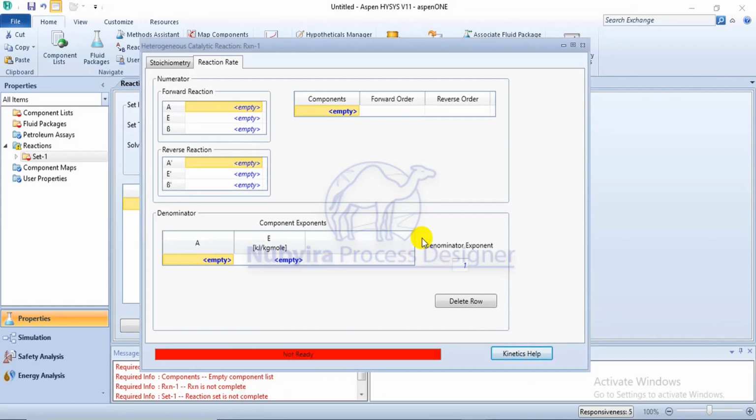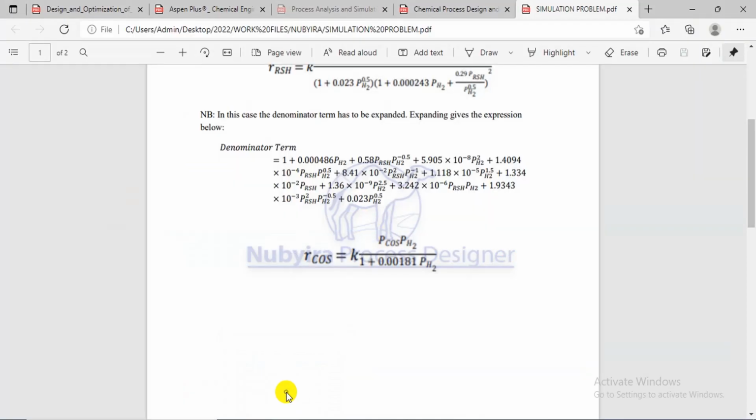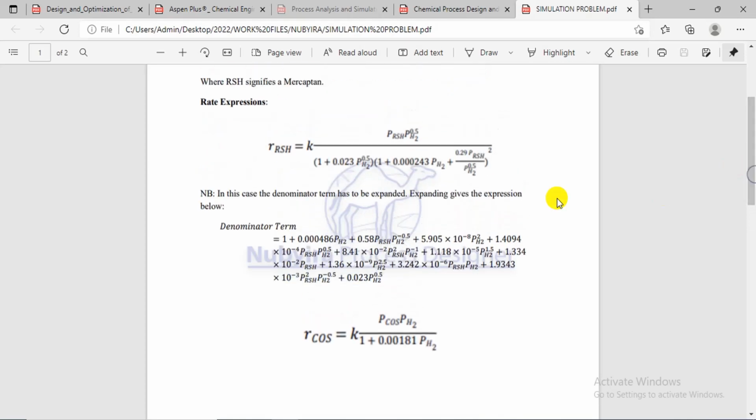Now, the last thing you have here is the denominator exponent. The denominator exponent is just the exponent of the denominator. Initially we had the first bracket raised to power 1 and the second bracket raised to power 2. But after expanding, the whole denominator is raised to power 1. So the denominator exponent is the exponent of the denominator, and you have to look out for it very carefully.